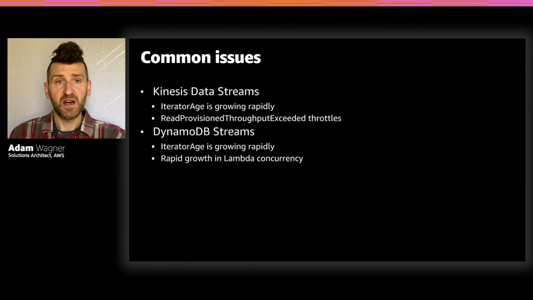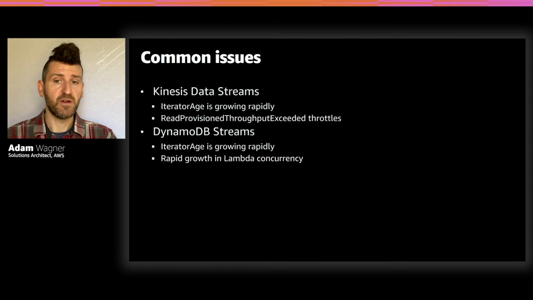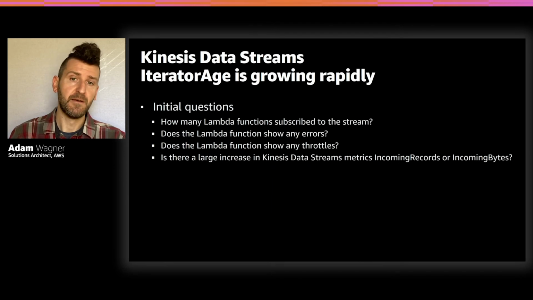So let's talk about a few common issues. Some of the ones that we see are that iterator age growing rapidly, right? Common issue across both DynamoDB and Kinesis Data Stream Lambda consumers. Read throughput exceeded throttles on Kinesis, or that rapid growth in Lambda concurrency with DynamoDB Streams. So let's talk about how we look at those.